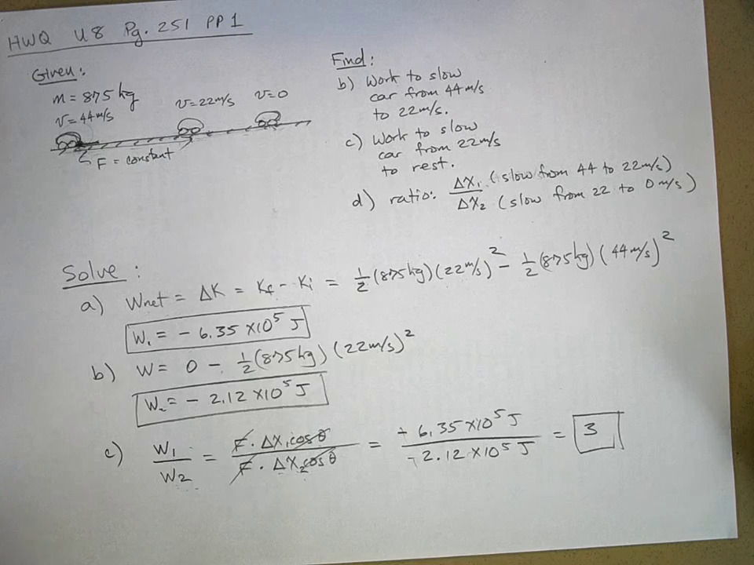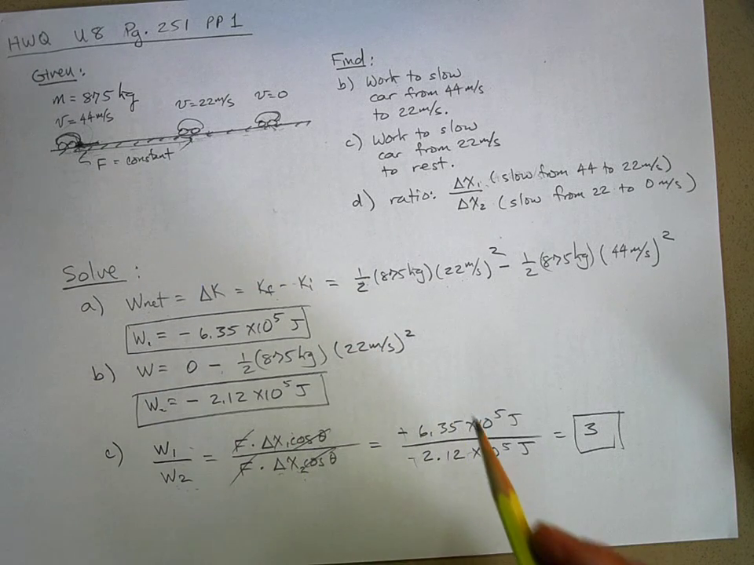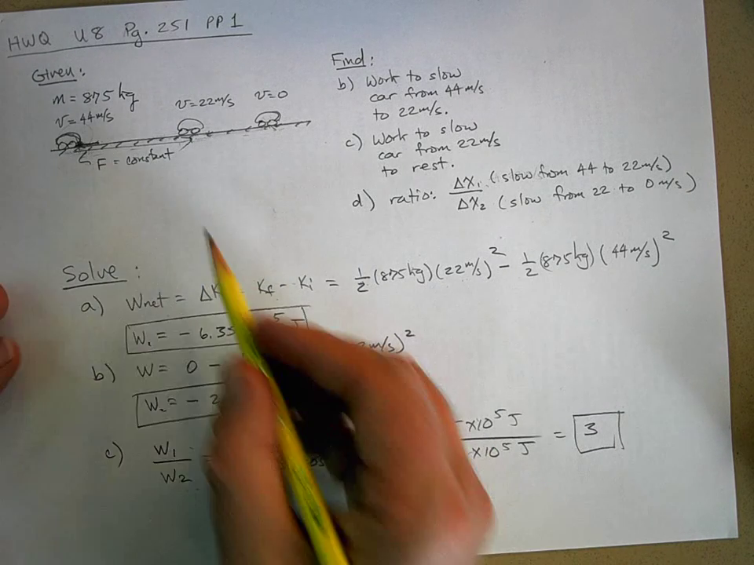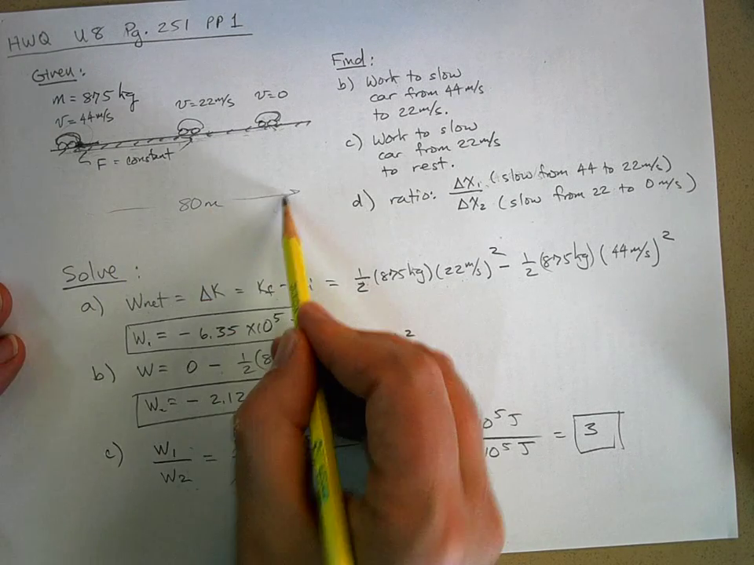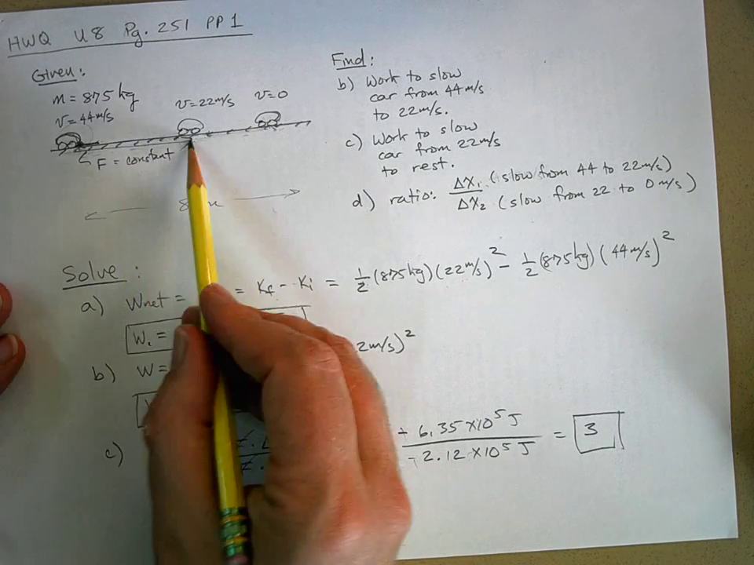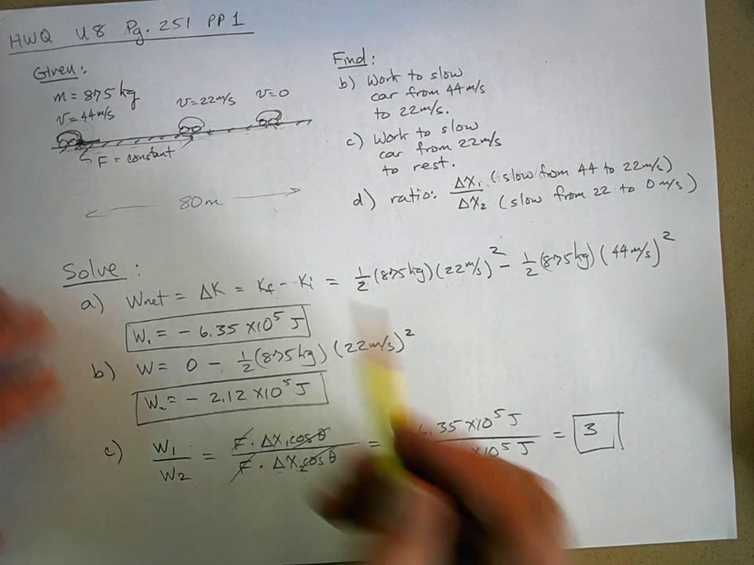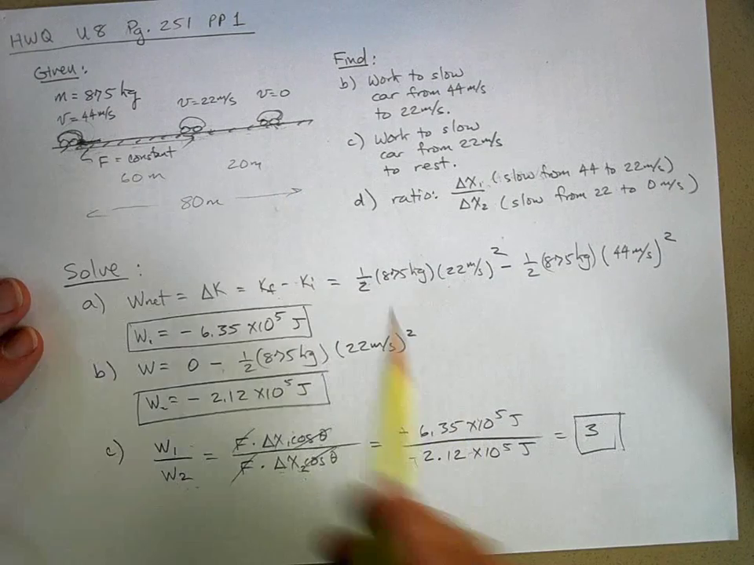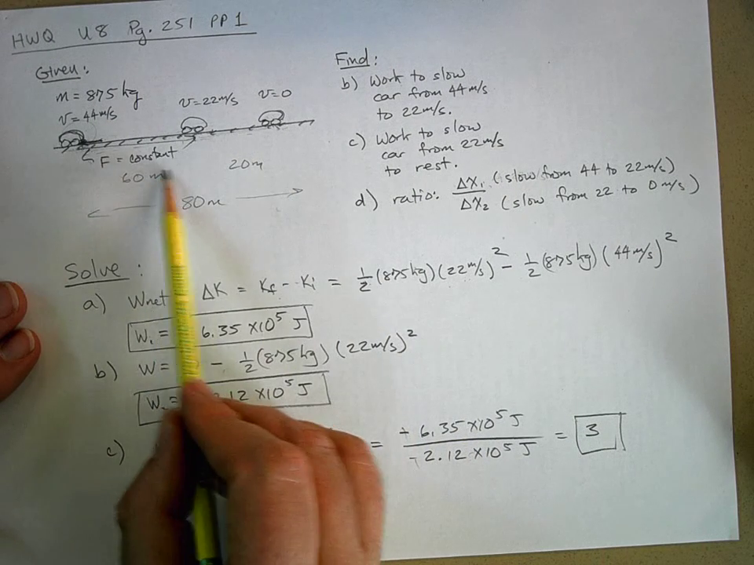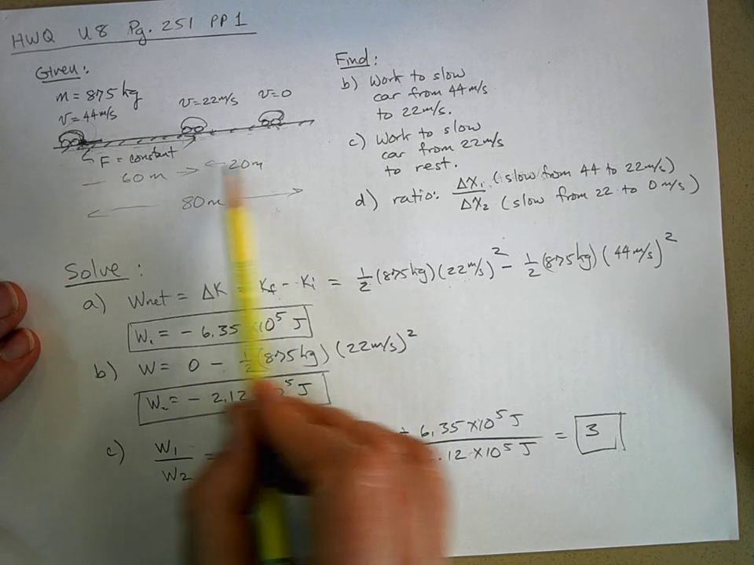So let's say it took you 80 meters to stop. Let's say from here to here was 80 meters. Well, this would be 60 meters, and this would be 20 meters, right? 3 to 1. This distance is going to be 3 times greater than this distance.